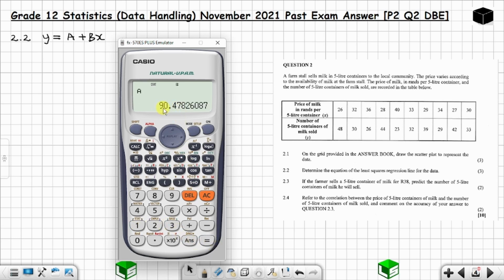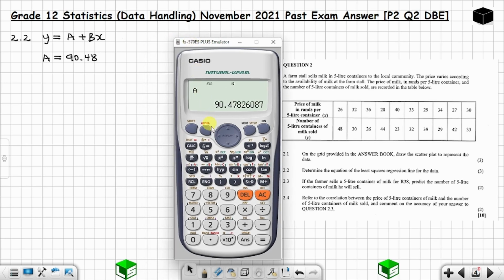So what is A equal to? A is equal to 90.48 to 2 decimal places. Okay. So A is equal to 90.48. Okay. Now let's get B. You press AC again. You press shift and then you press 1 for start. And then you press 5 for reg. Now you need B, which is on option 2. So you press 2 and then you press equal. So this is B. Can you see it?